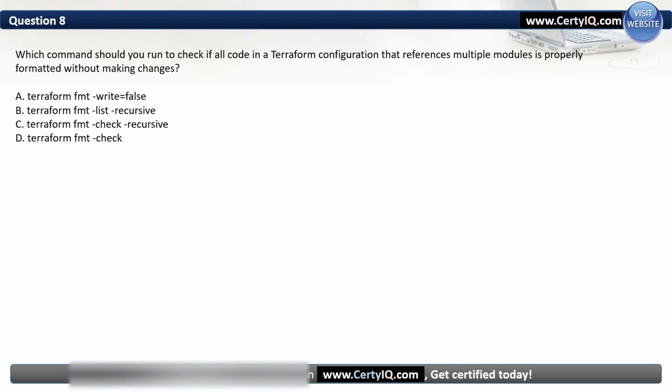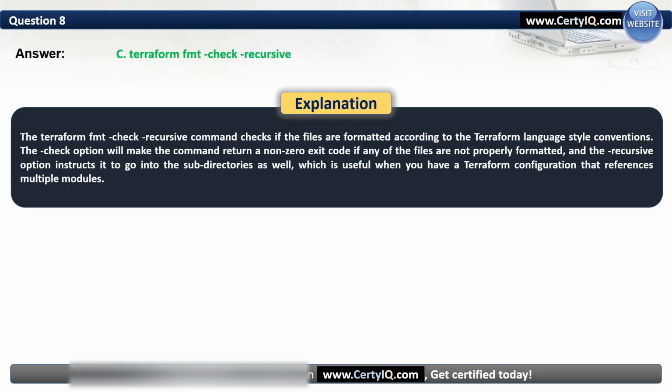The correct option is C, terraform fmt -check -recursive. The terraform fmt -check -recursive command checks if the files are formatted according to the Terraform language style conventions. The -check option will make the command return a non-zero exit code if any of the files are not properly formatted, and the -recursive option instructs it to go into the subdirectories as well, which is useful when you have a Terraform configuration that references multiple modules.